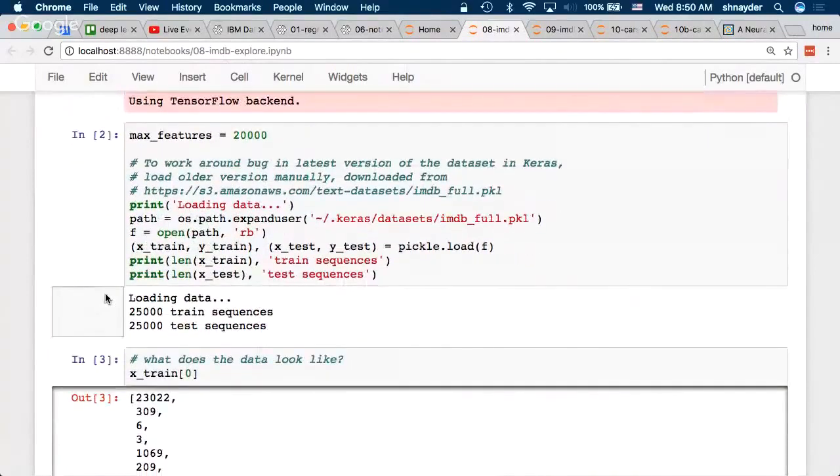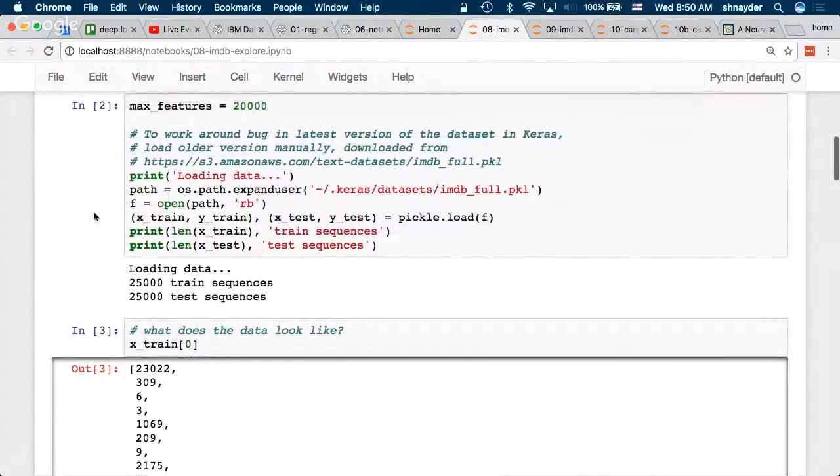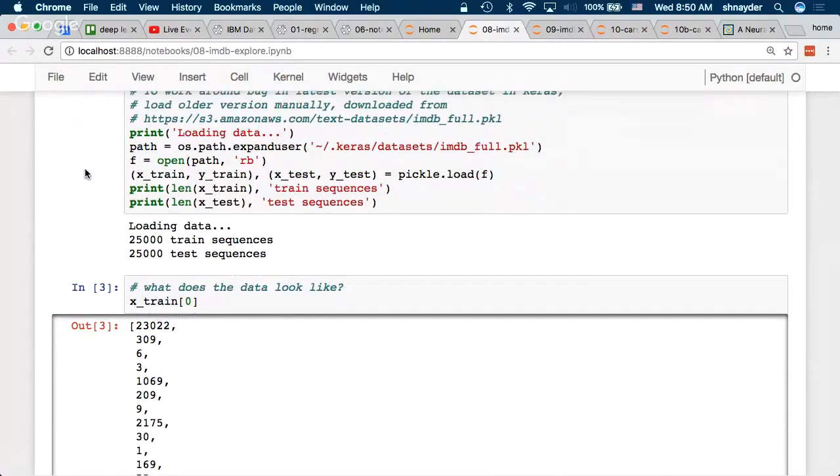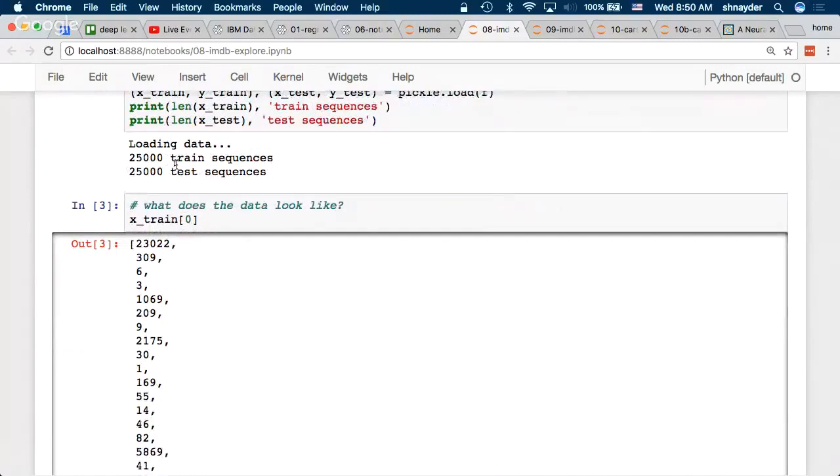Right, so setting up random stuff. One note for anyone trying to follow along with the code: there's a bug in the Keras built-in IMDb little library. And so you have to actually go and download an old version of the data set and unpickle it manually. So that's what I do. We get 25,000 train and test sequences.